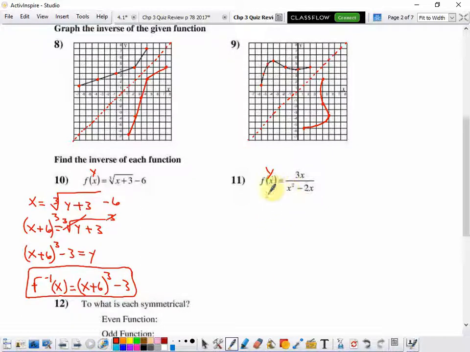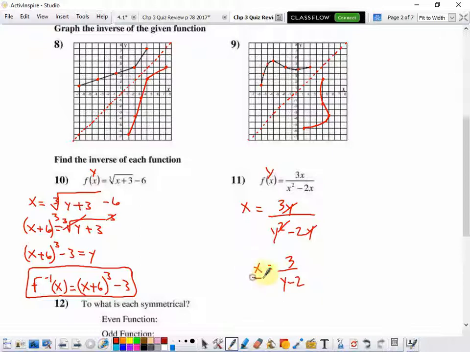Number 11, my y is going to become an x. All of my x's will become y. So I didn't change all my x's to y's like I said I would. I can actually cancel a y out of all three terms here. So I'm going to do that. So I get x equals 3 over y minus 2.